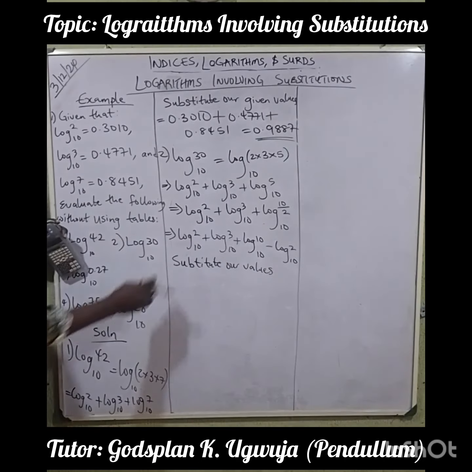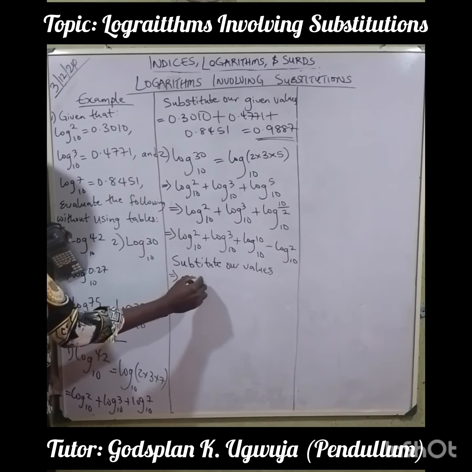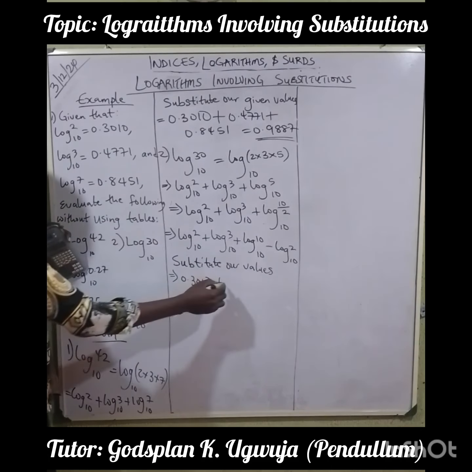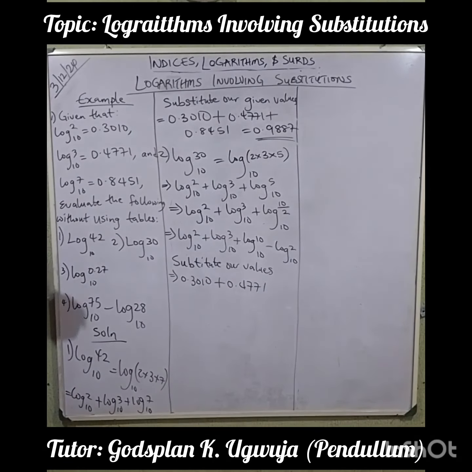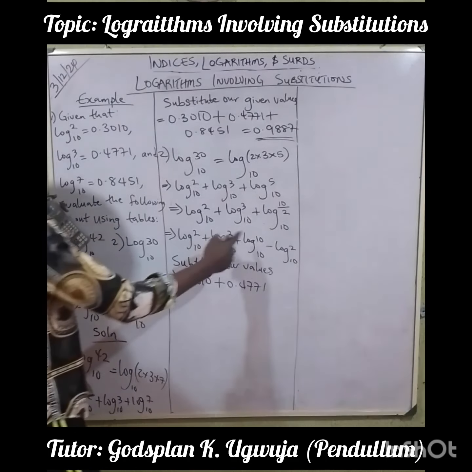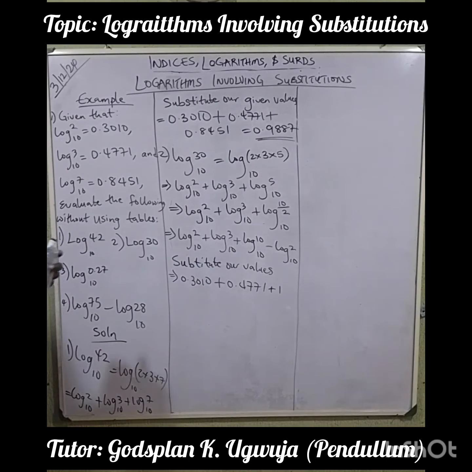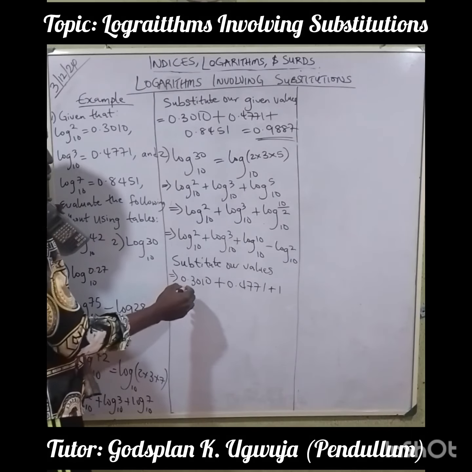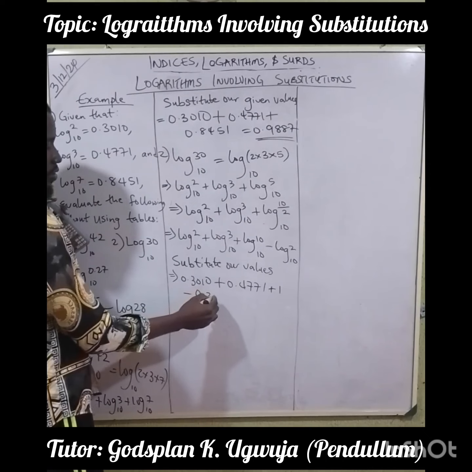Alright, so we know that log 2 base 10 is given to us as 0.3010. Log 3 base 10 is 0.4771. Log 10 base 10 is 1. It's a standard logarithm. The logarithm of any number to the same base is 1. And then minus log 2 base 10 again, 0.3010.